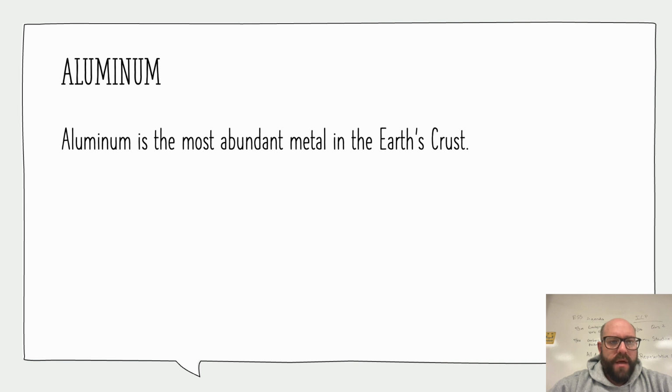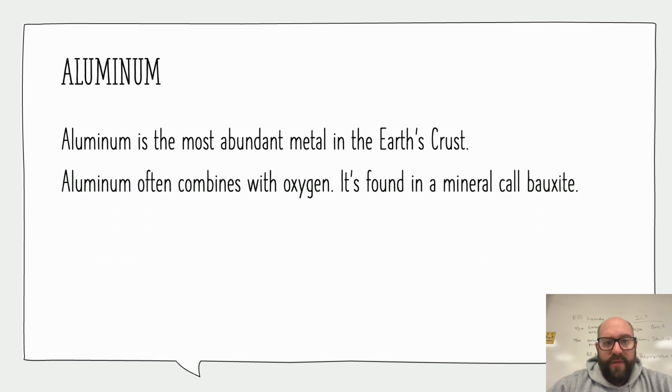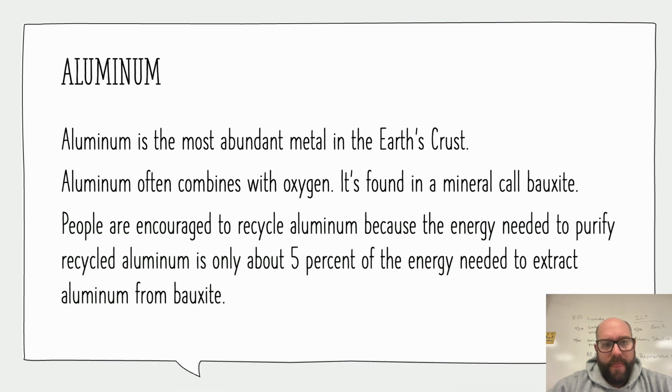Aluminum. Aluminum is the most abundant metal in the Earth's crust. Aluminum often combines with oxygen, found in a mineral called bauxite. People are encouraged to recycle aluminum because the energy needed to purify recycled aluminum is only about 5% of the energy needed to extract aluminum from bauxite.